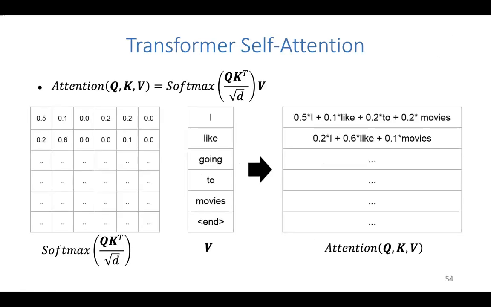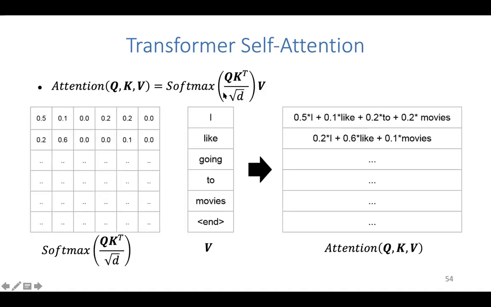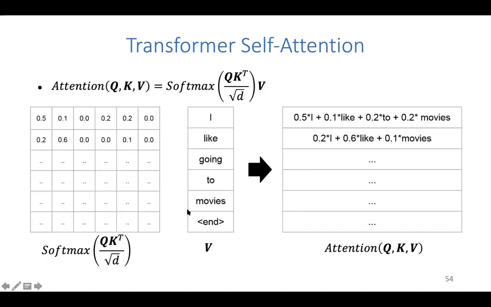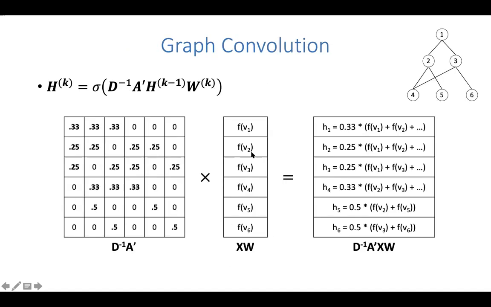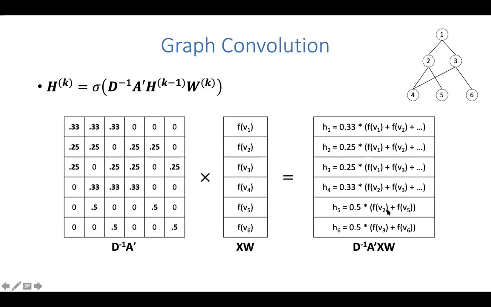So if you compare this and this at the same time, you can see there's a very tight connection between the two. It's obvious here. This normalized attention map and this normalized adjacency matrix are the same thing. It's just how much you want to mix different embeddings, either different token embeddings or different node embeddings, how you want to mix them together to derive new contextualized embeddings here and here.